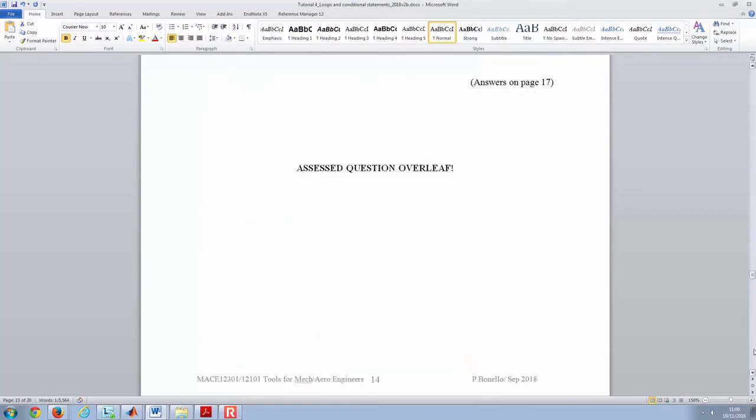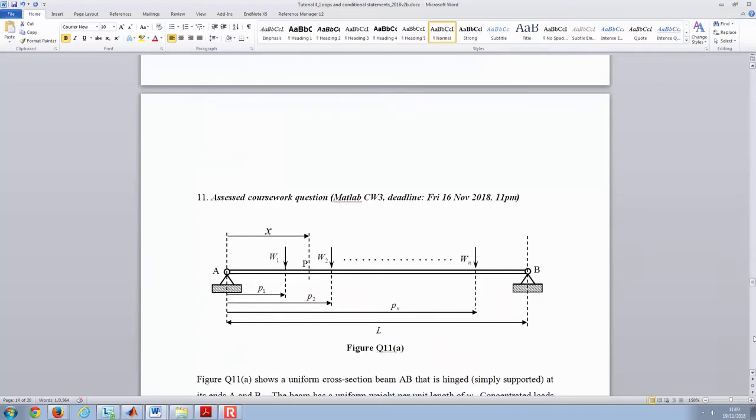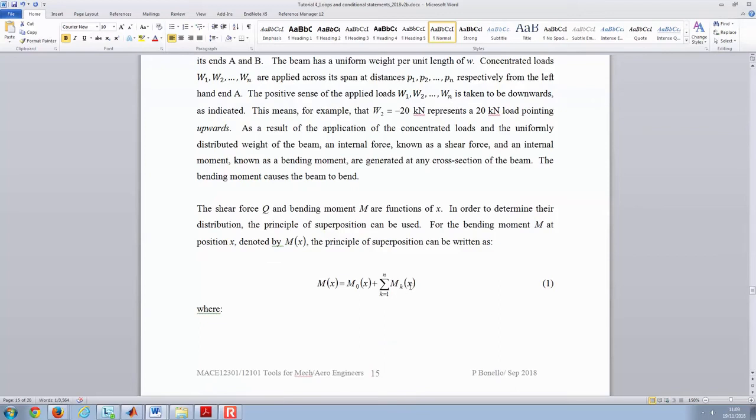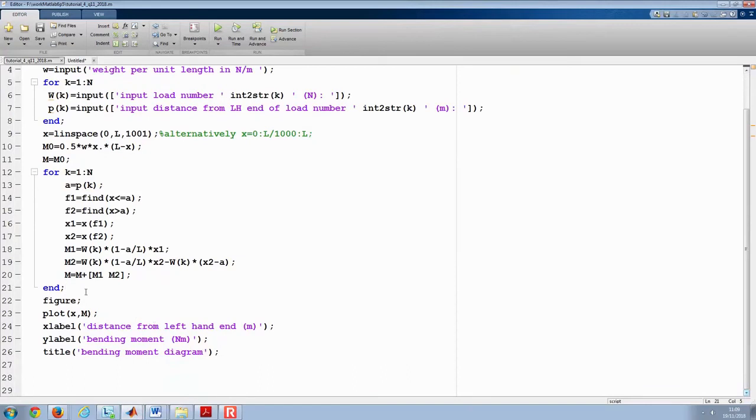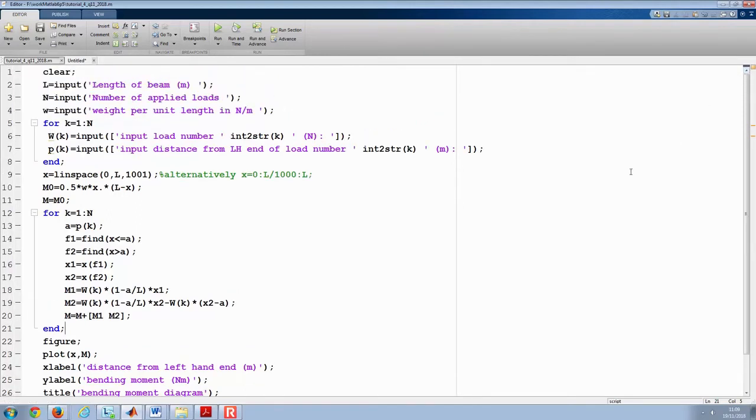Question number 10. The difference between 10 and 11 is that 11 is slightly more complicated because you need to use a loop to combine more than one distribution, where each distribution, apart from the first one due to the weight, from the individual loads is composed of two parts. Okay, so after that you open a figure window and you plot x, m, and you label. So that is what you had to write.